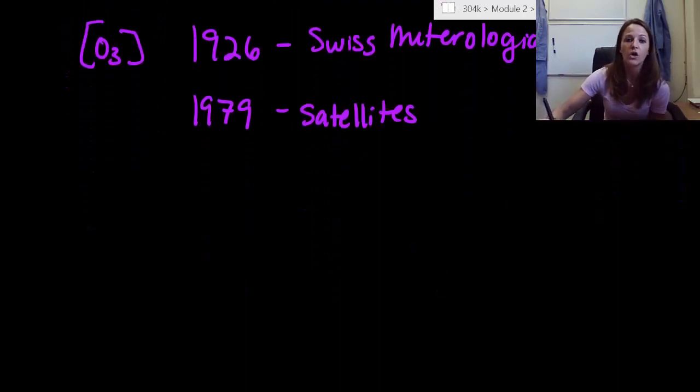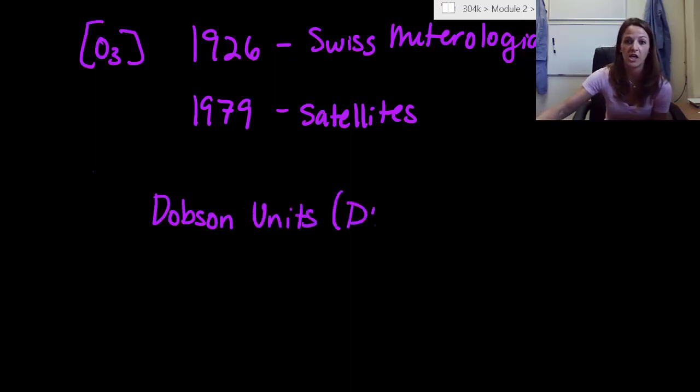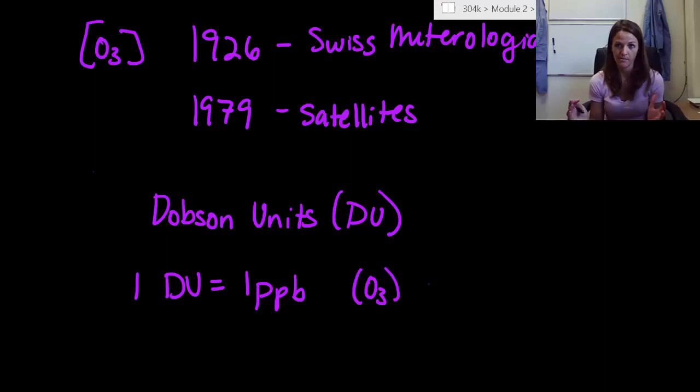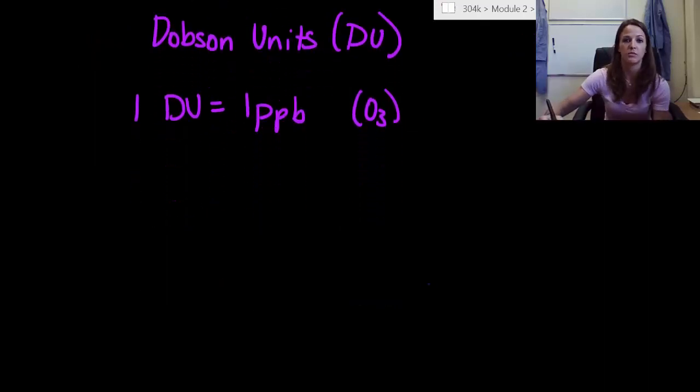Now, if you recall, we discussed earlier that we measure our ozone concentration in these things called Dobson units, okay? Dobson units, typically we just write it out as big D, big U. So what we need to remember is that 1 Dobson unit is typically equal to 1 ppb. Now when I say 1 ppb, I mean we have 1 molecule of ozone per every billion molecules of air. But let's put this into perspective here.